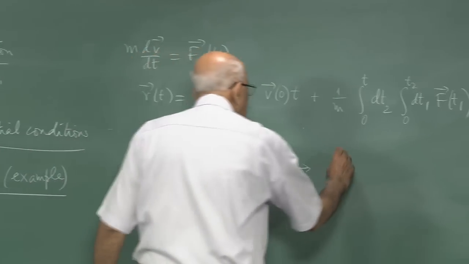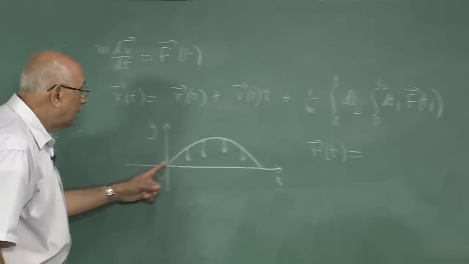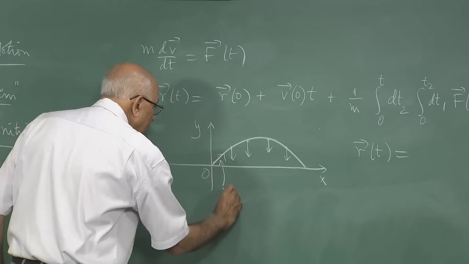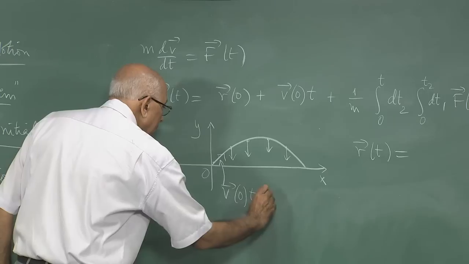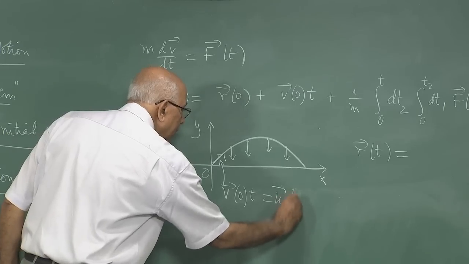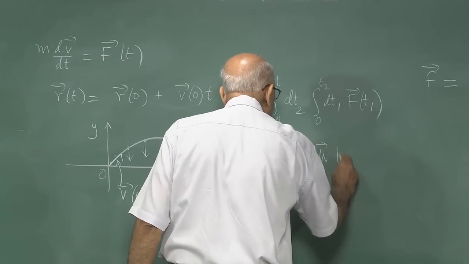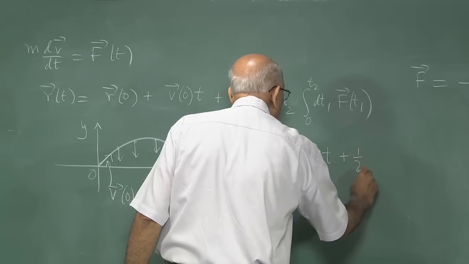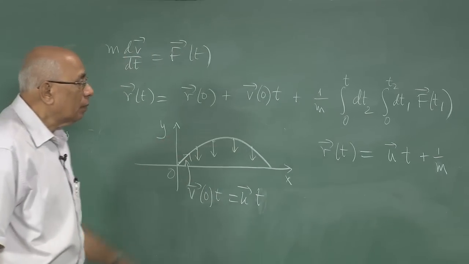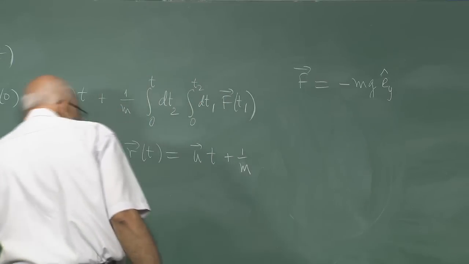So r of t in this case is equal to whatever be the initial velocity out here, the initial projection velocity v of 0 times t, which I believe is generally called ut, u times t, u being a constant. So this is u times t plus 1 over m, f of t, but f of t is a constant, it is minus mg, so that portion comes out.